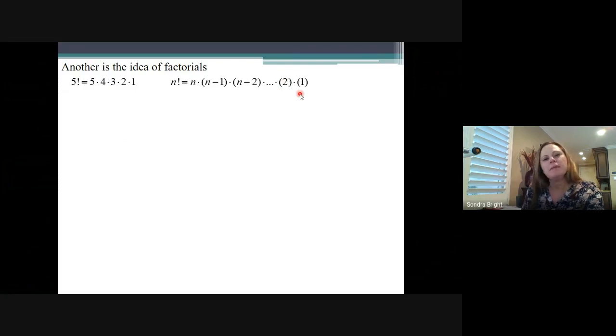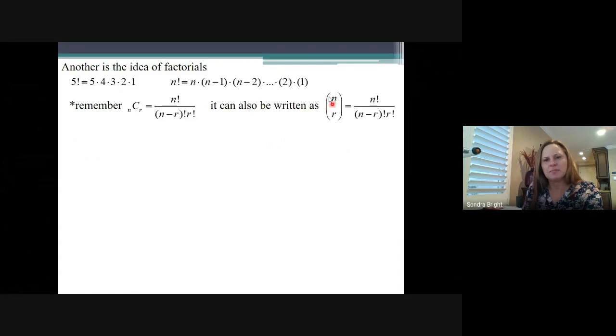And if you remember from last year, choose notation, nCr, n choose r, is n factorial over (n minus r) factorial times r factorial. And it can also be written with parentheses, with n on top and r on the bottom. This is not a divided by, it's just the notation. These two mean the exact same thing. It's just another way to write it that's kind of simpler.